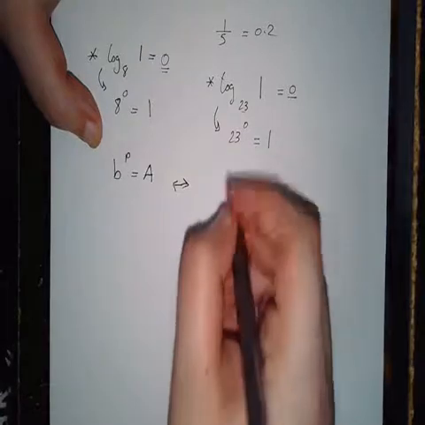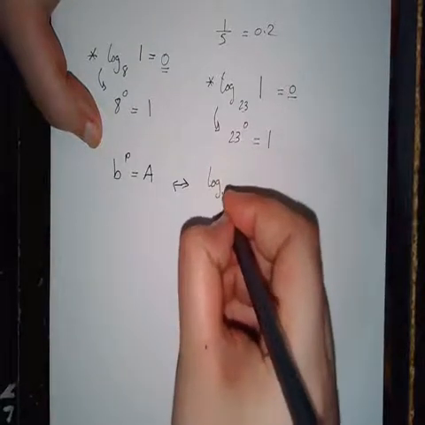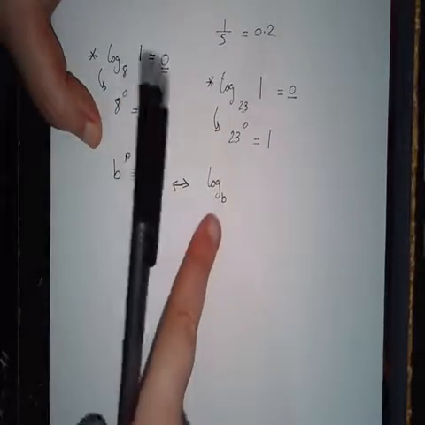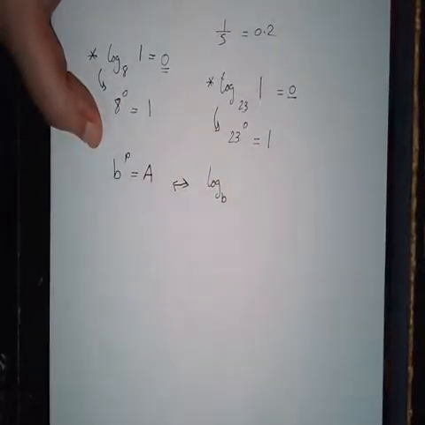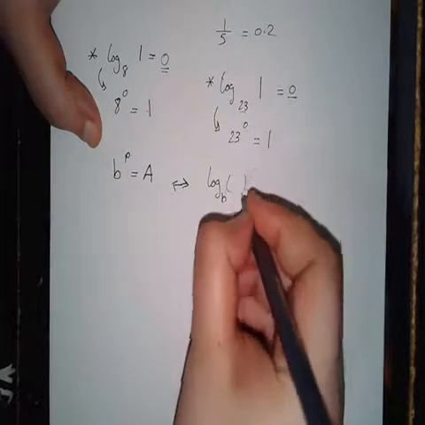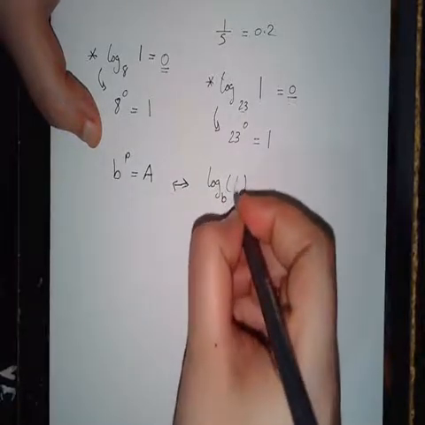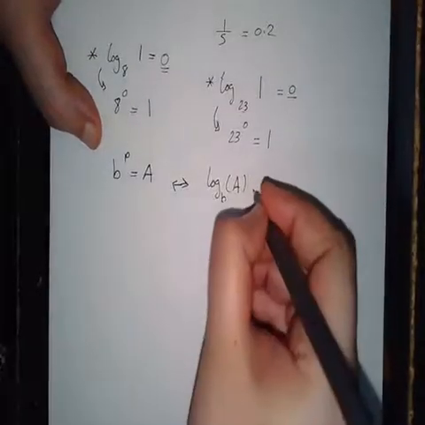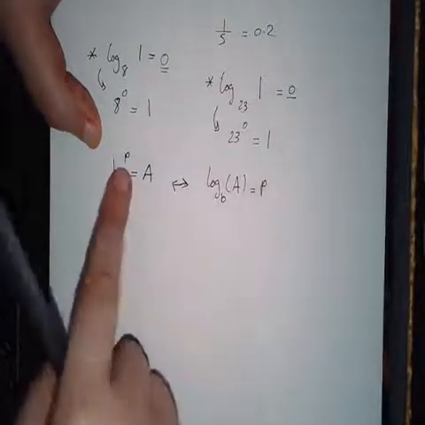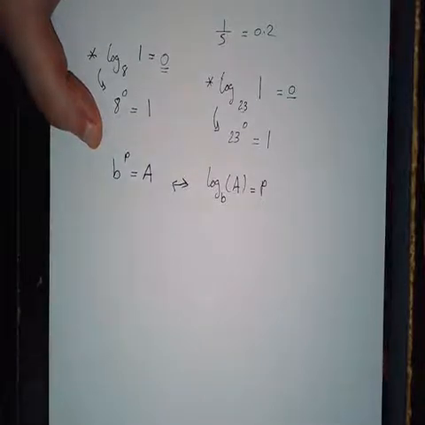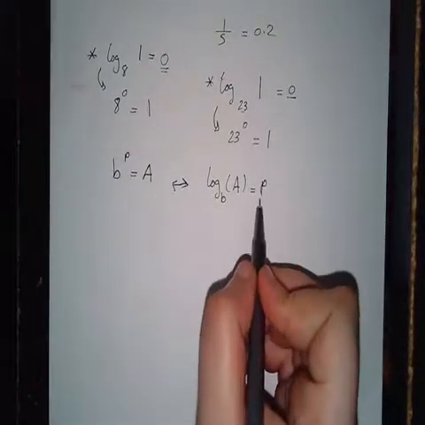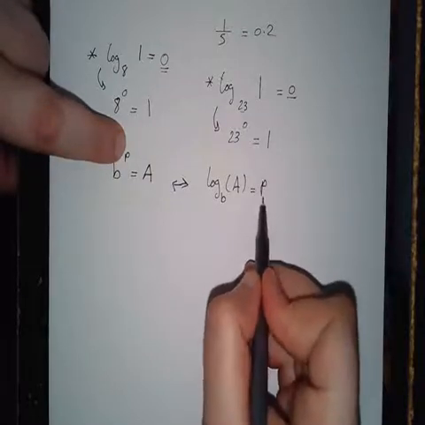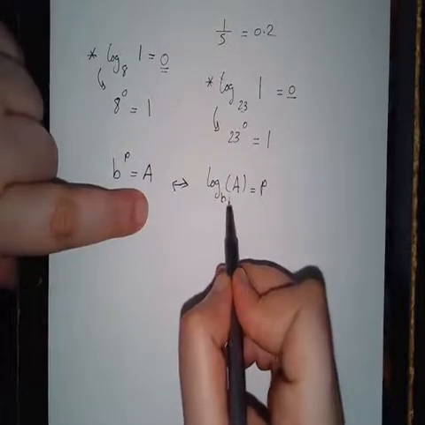Now I'm going to write the log form. It's going to be log base B, again. If it's the base of the log, it's going to be the base of exponential function. Okay? The inside of the log is going to be A, the answer, and it equals P, which is the power. The reason I changed the letters is because it makes it easier to remember. The power is the answer of the log. The answer of the exponential function is what's inside the log.